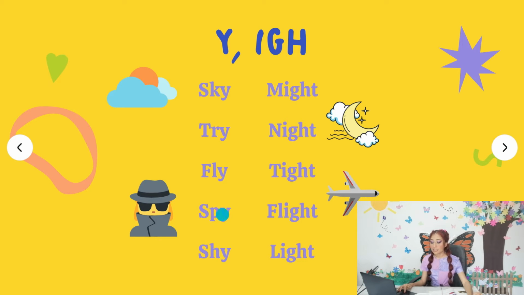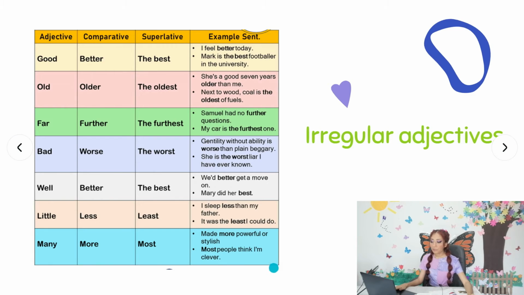Spy. Spy. Shy. Shy. And on the other side, we have might, night, tight, flight, light. Okay?